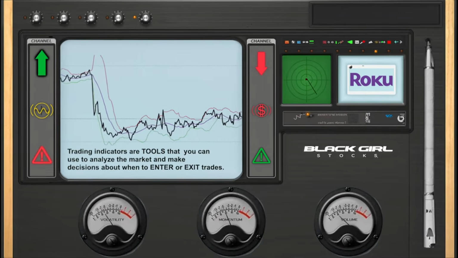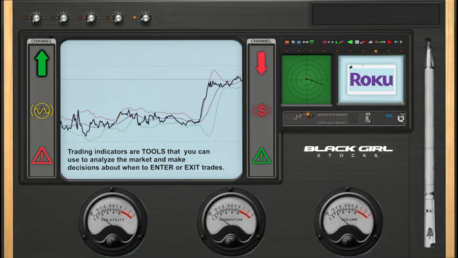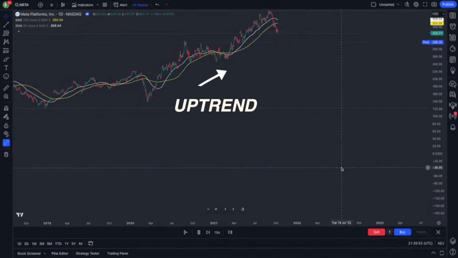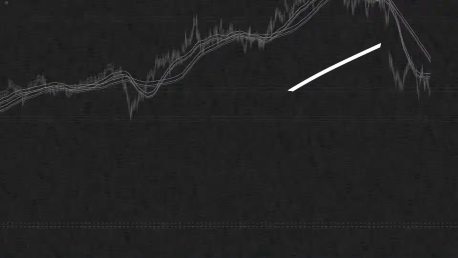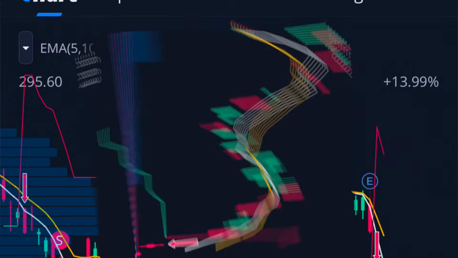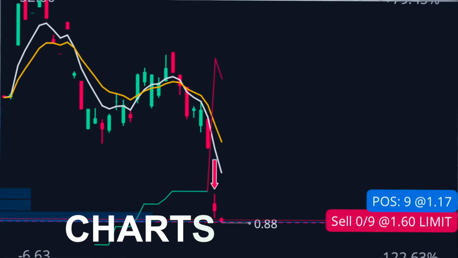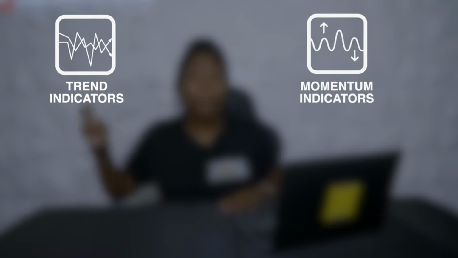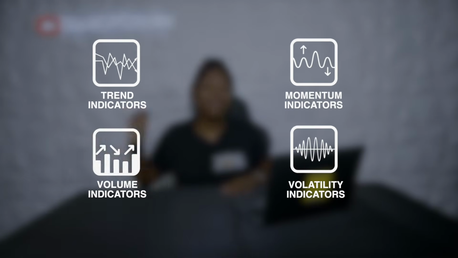What are trading indicators really, at the most basic level? Trading indicators are tools that you can use to analyze the market and make decisions about when to enter or close trades. You can use indicators to highlight and identify trends and other key factors that affect the price of an asset. And when I say asset, that goes for anything. That could be stocks, options, Forex, and even crypto. For the remainder of this video, whenever I'm talking about a stock, option chart, anything that involves charts, I'm gonna use the word asset. The 4 types of trading indicators are trend indicators, momentum indicators, volume indicators, and volatility indicators.